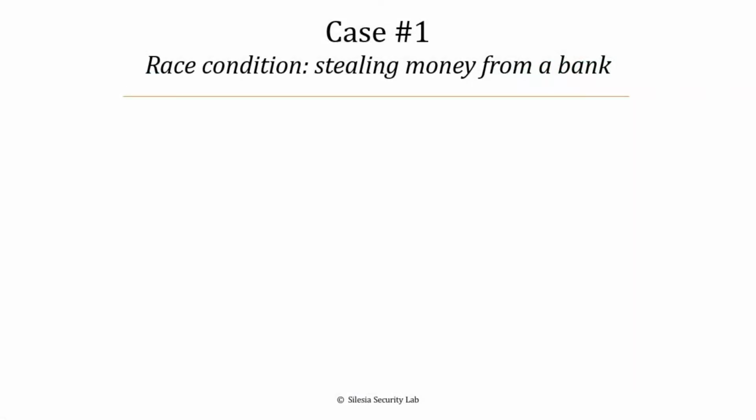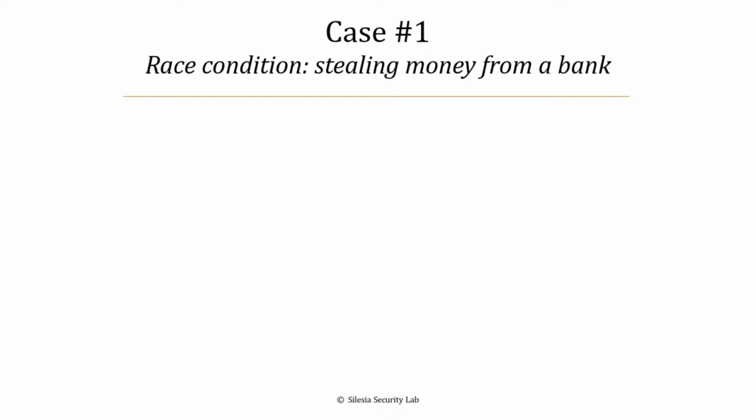Okay guys, now it's time for case number 1. Race condition, stealing money from a bank. What I'm going to present to you in this case is how to hack the web application with multithreading. Multithreading is very much related to race conditions. In other words, via multi-threaded attack, we can trigger a race condition.